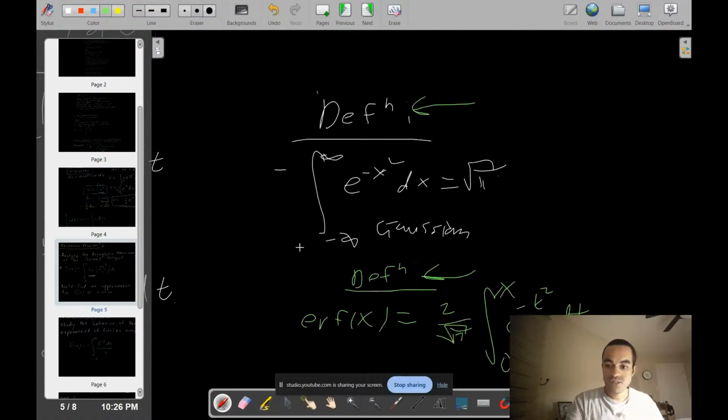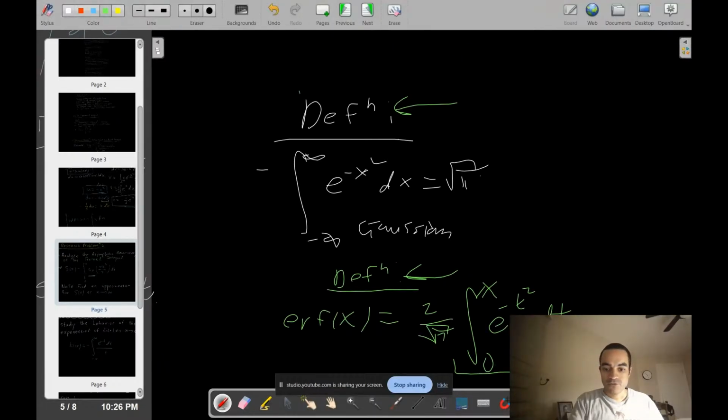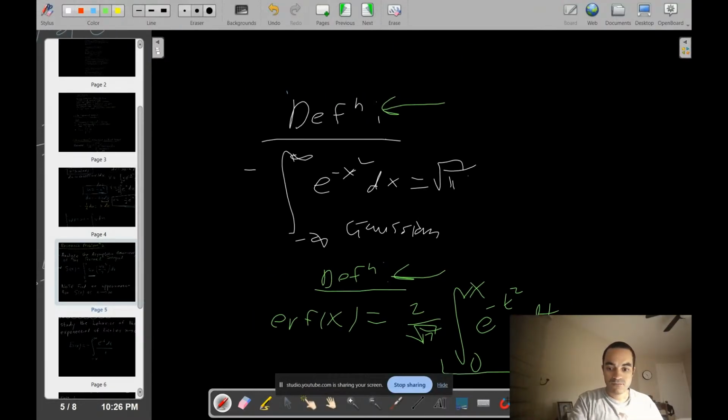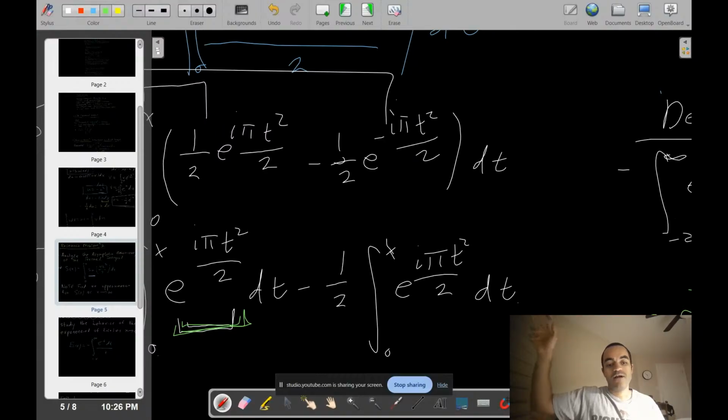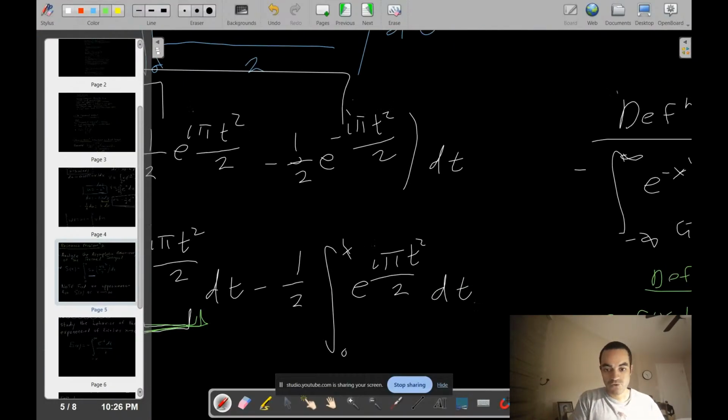Guess what? We're using the error function, right? Because we can see that we have an integral from 0 to x of e to the negative t squared dt. The only difference here is we have an integral from 0 to x of e to the i pi t squared over 2 dt. We have to make some manipulations here, okay? If that's the regular error function, 2 over root pi integral from 0 to x of e to the negative t squared, we have to find it when it's e to the i pi t squared over 2 power, and then manipulate it and solve for an error function of some sort.